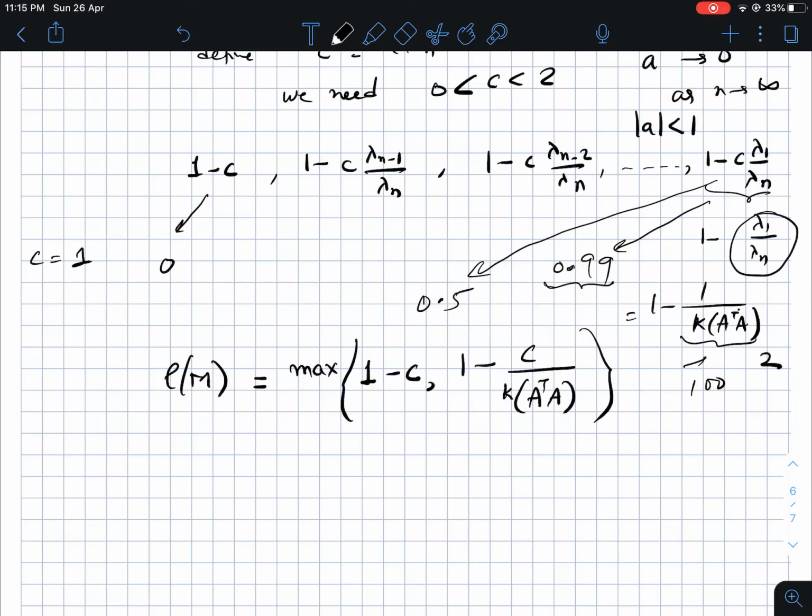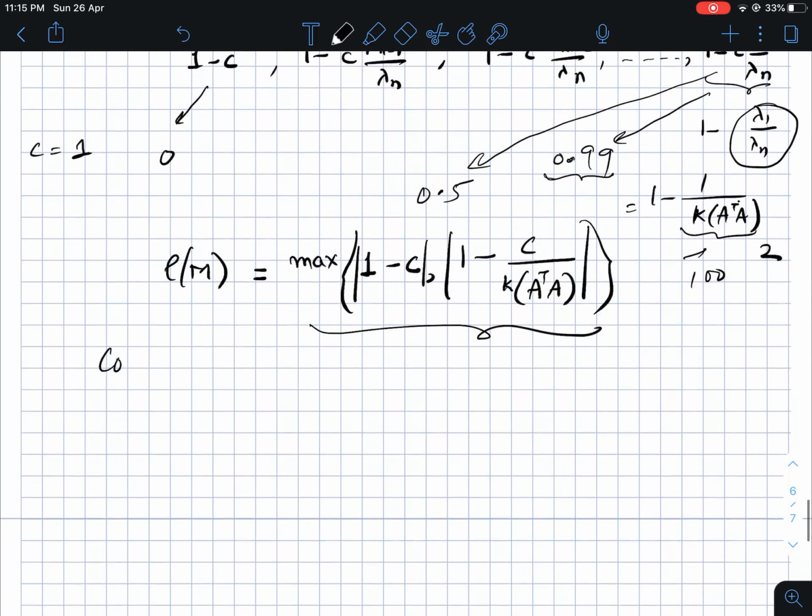Okay, so how large this is depends on the max of absolute values. That's important, otherwise it's kind of trivial. Yeah, max of absolute values. Okay, so convergence depends on the condition number. Okay, remember C is a parameter of your choice, right?